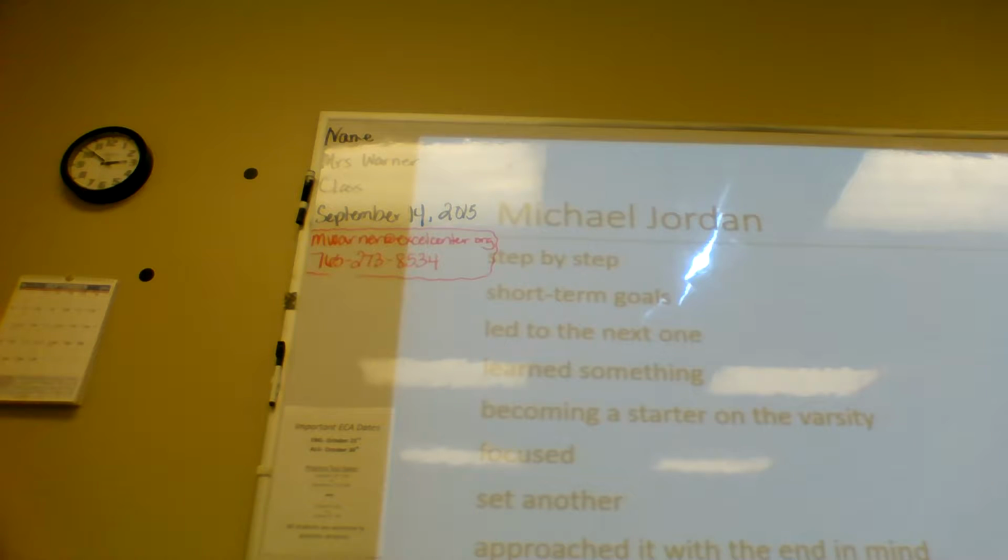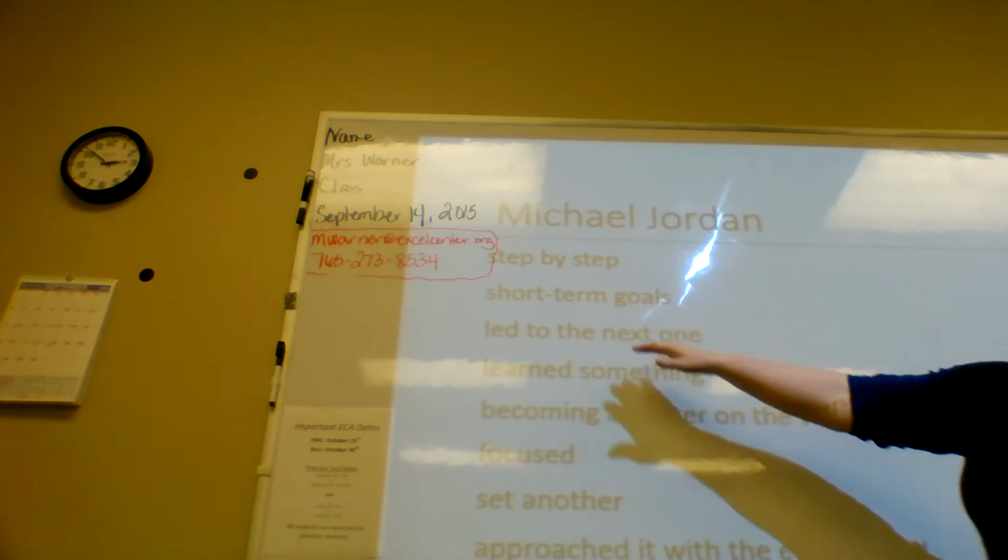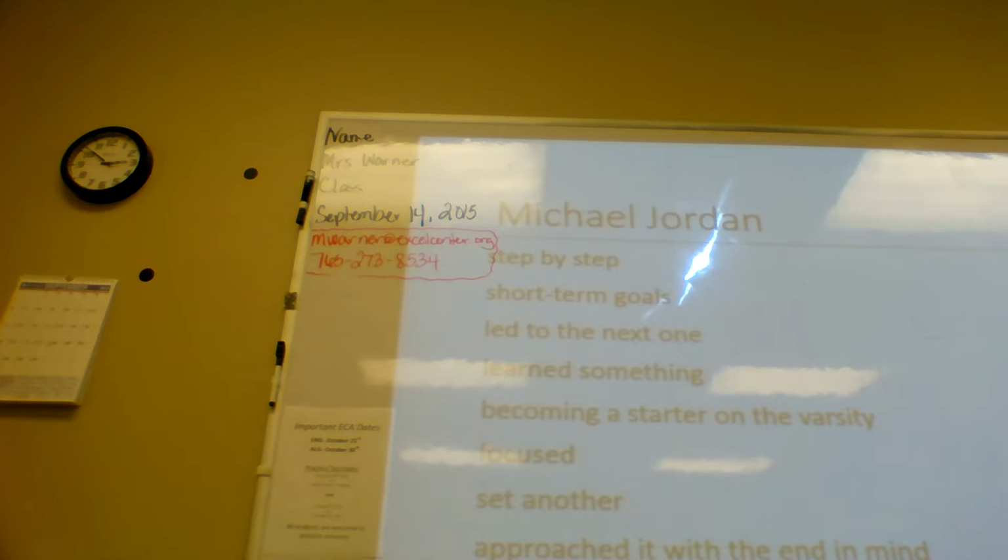So he did this step by step. He didn't just wake up one day and he was a giant and able to touch the rim and fly through the air. He didn't wake up like that. So he had to build his skills in order to do that. So he set some short-term goals for himself. In doing this, he would match up with one goal, and then that would lead him into the next goal.